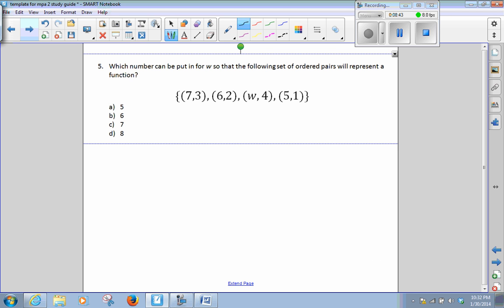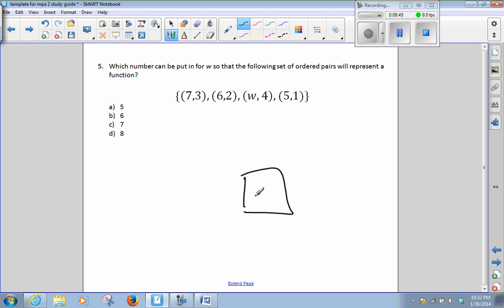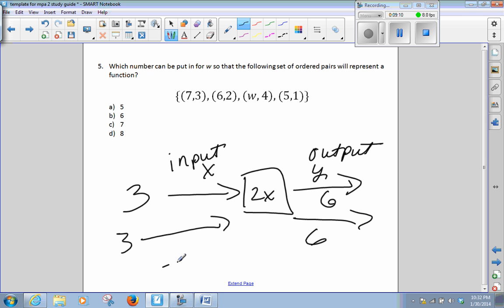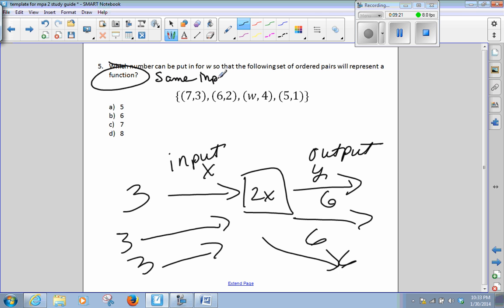Number 5, which number can be put in for w so that the ordered pairs will represent a function? Remember what a function is. Let's say I've got this function, for example. So I'm going to put in my input, also known as my x. Something's going to come out for my output, also known as my y. So say I put a 3 in for x. Well, 2 times 3 would be 6 for my output. Every time I put a 3 in, I better get a 6 out. If I don't, that means it's not a function. That means it's not functioning correctly. So for it to be a function, if you have the same input, you've got to have the same output.